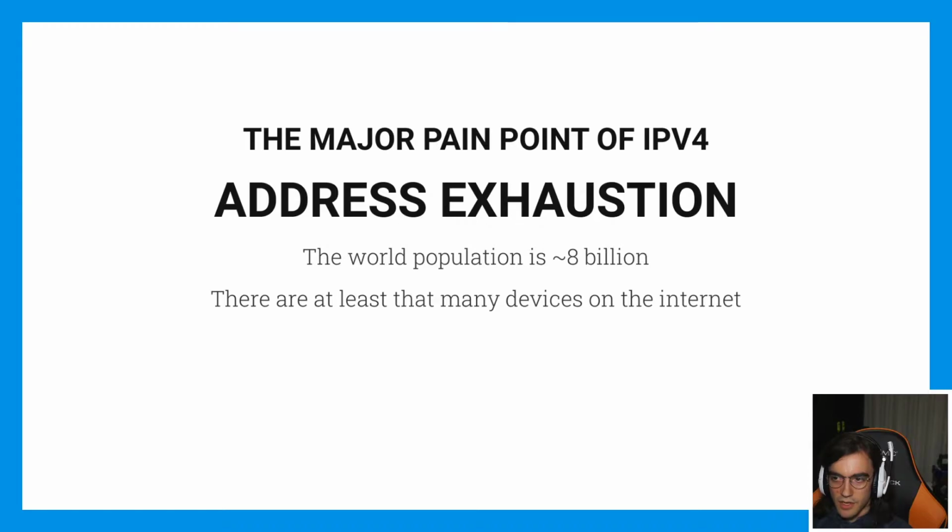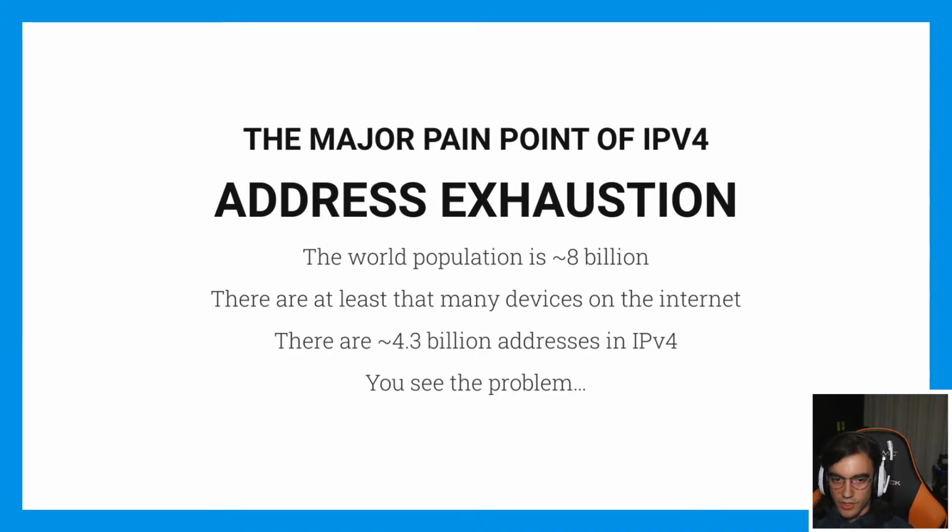Just think about how many internet-connected devices you own, like a phone, Internet of Things devices in your house, your smart lights, all of that. Those all consume IP addresses. There are only 4.3 billion addresses in IPv4, and I think you'll start to see the problem. Back in 1994, the internet was already seeing widespread adoption, and it became clear that there just weren't enough addresses in IPv4 and that we were going to run out. Allocating one IPv4 address for every device just wasn't going to scale.